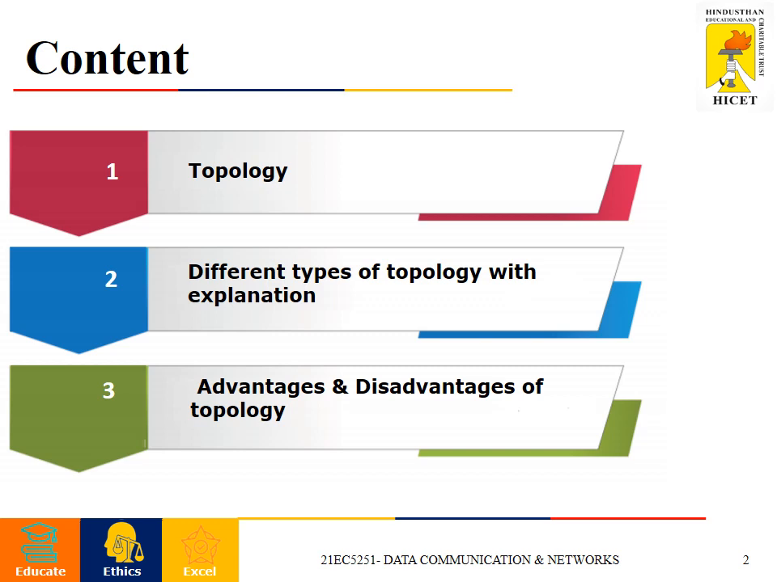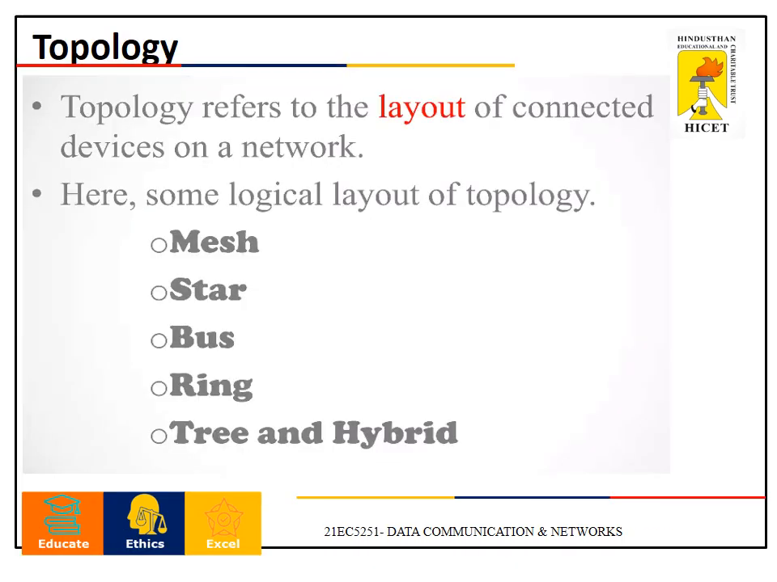In this PPT, we are going to see about topology, different types of topology with explanation, and finally, advantages and disadvantages of topology. The first is about topology. Topology refers to the layout of connected devices on a network. Here are some different types of topologies: mesh, star, bus, ring, tree and hybrid.